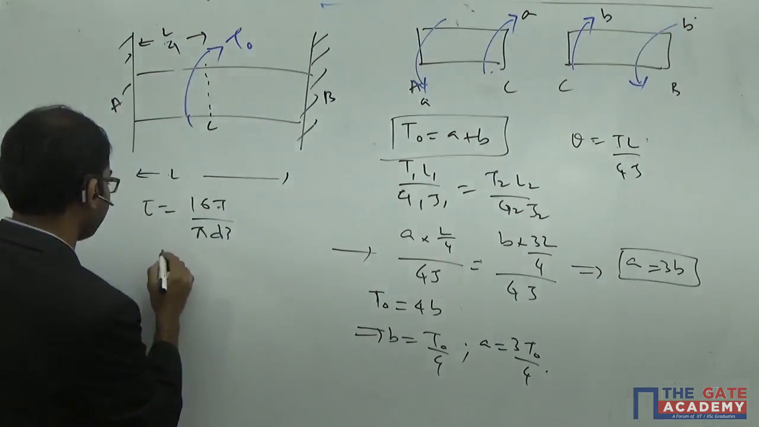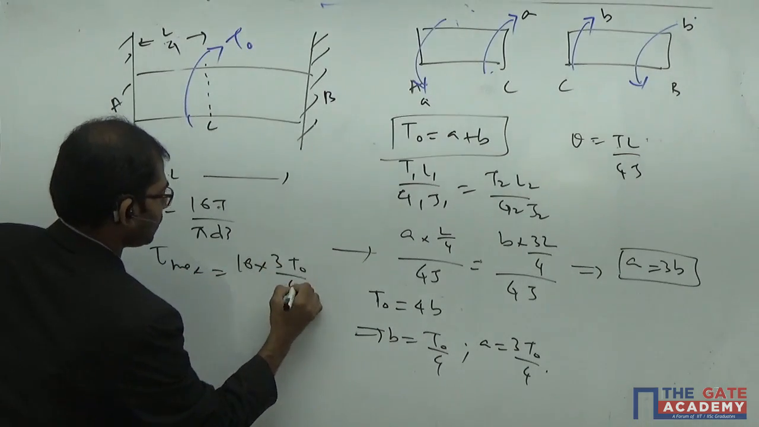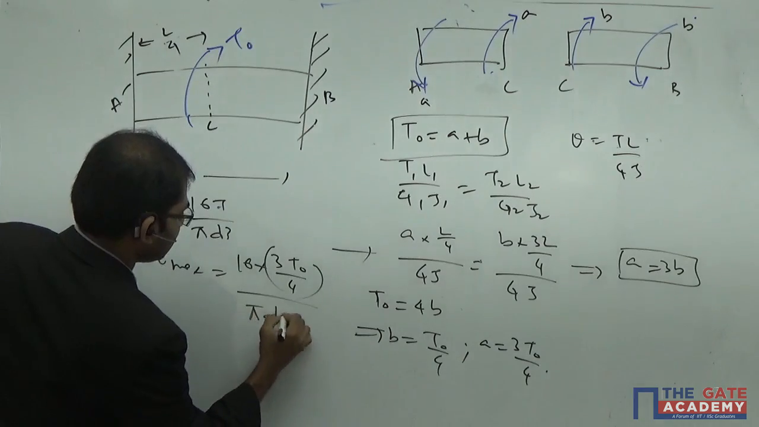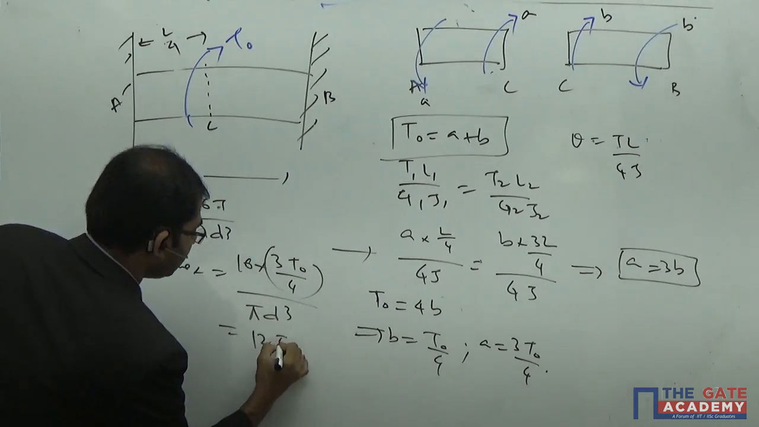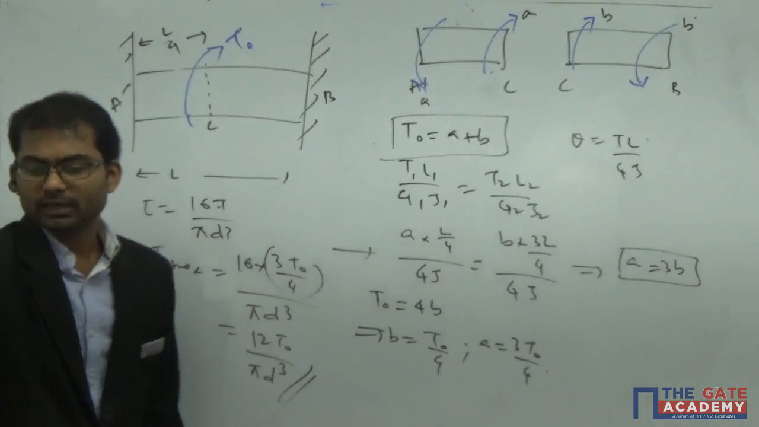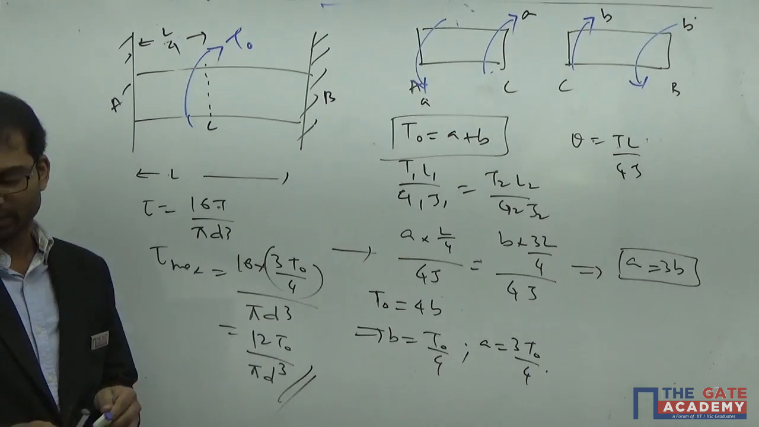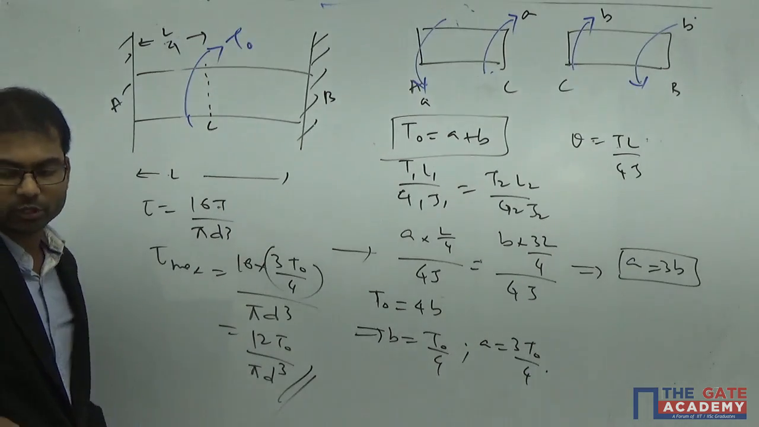So AC will be experiencing maximum shear stress. Tau max is equal to 16 into 3 T naught by 4, whole by pi d cube here. So it will become 12 T naught by pi d cube. Understand? So 12 T naught by pi d cube here. Okay, so this is the answer here. Maximum shear stress in the shaft is equal to 12 T naught by pi d cube.